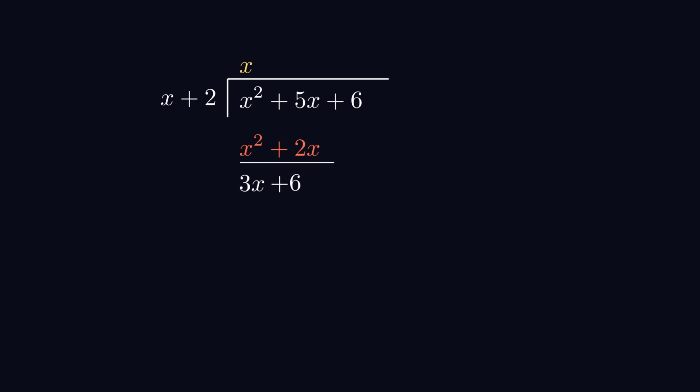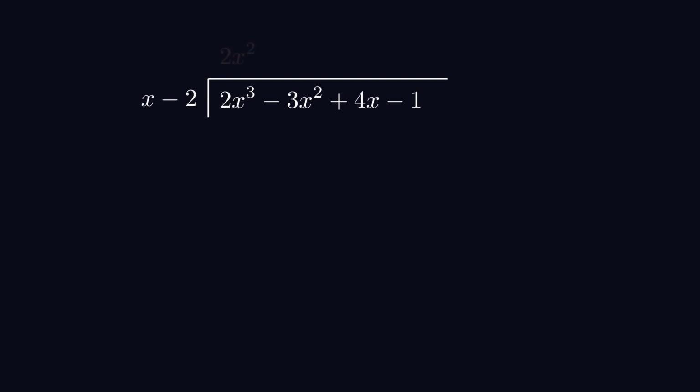Drag down the 6. Now x into 3x? 3 times. 3 times x plus 2 is 3x plus 6. Subtract, and look at that. Nothing left. Answer's a clean x plus 3. No leftovers. But math, like life, don't always tidy up.